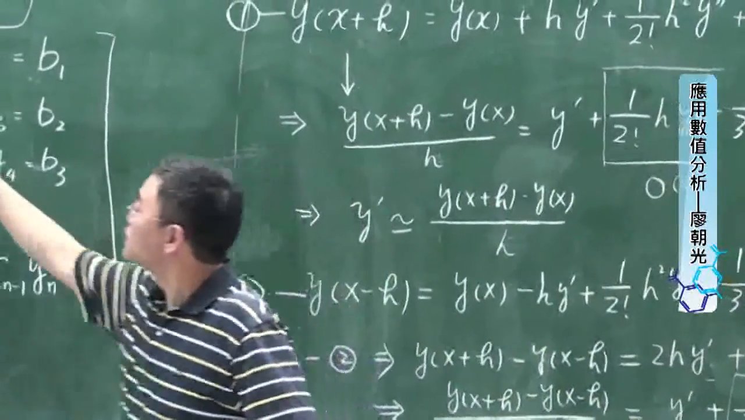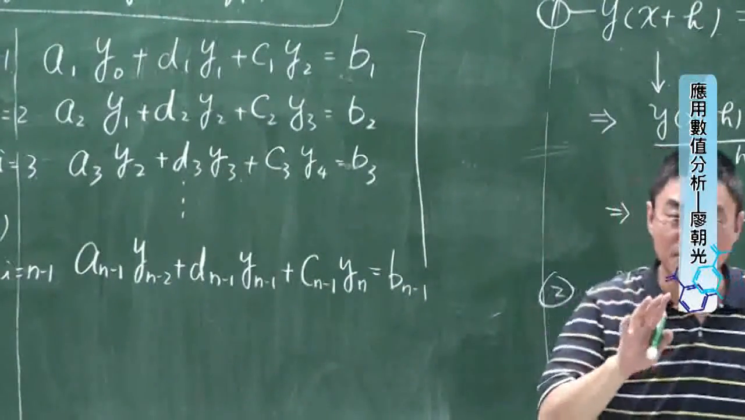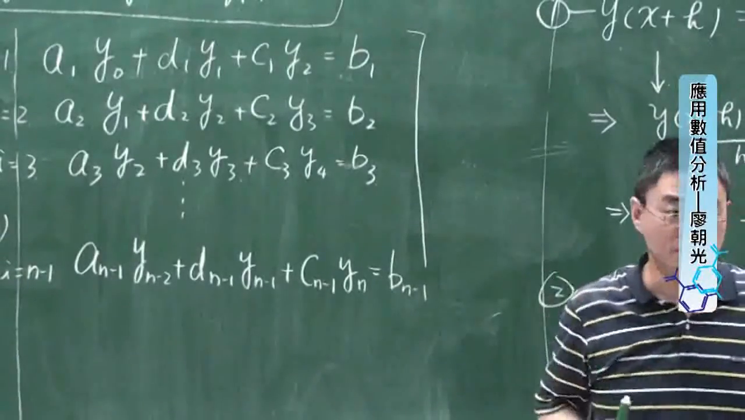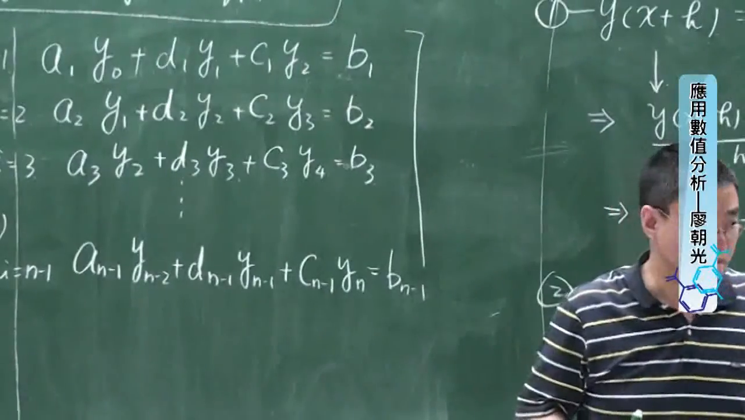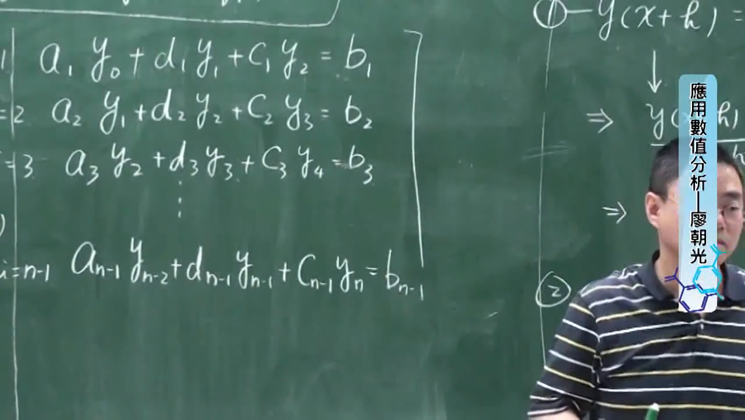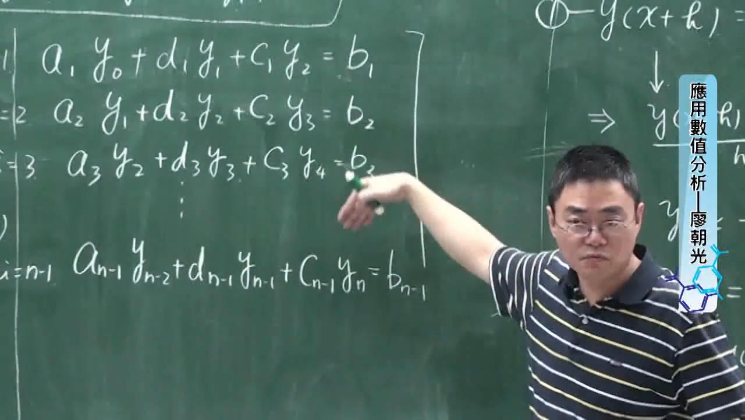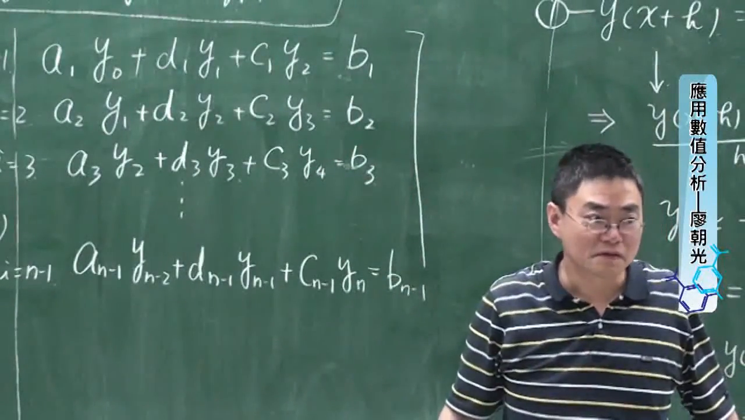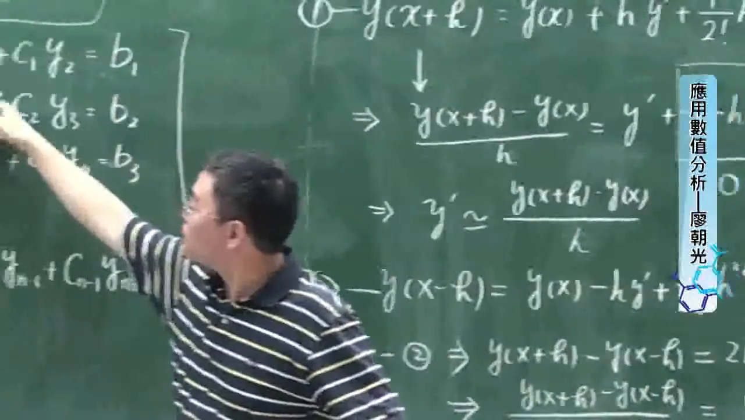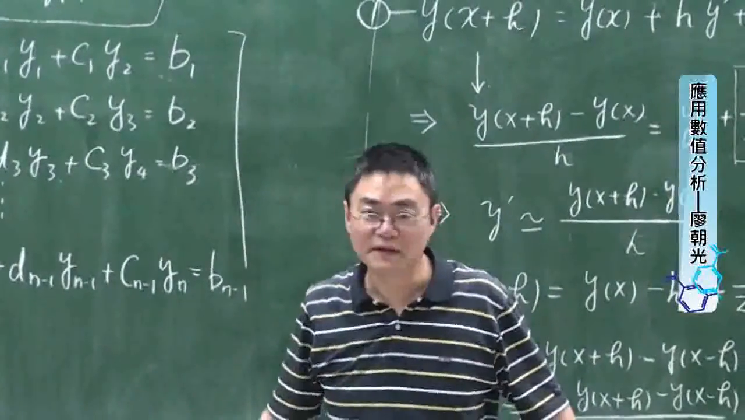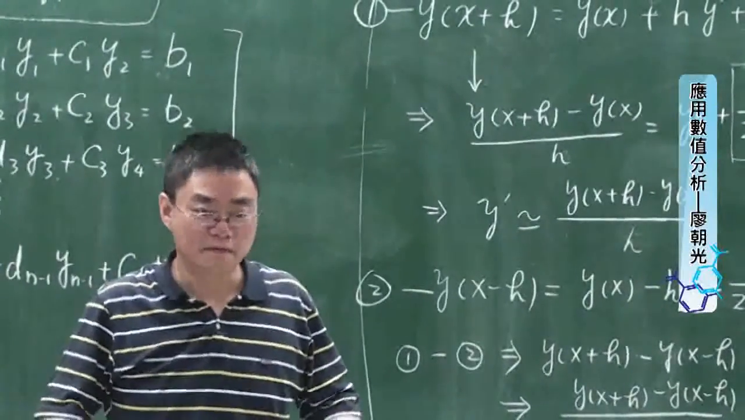We have to solve y1 to yn minus 1. And if you have n minus 1 variables, so how many equations do you have? You need to have... That's right. Here is the n minus 1 equations. So we solve it. And after you get y1 to yn minus 1, all the solutions you get, then finish.